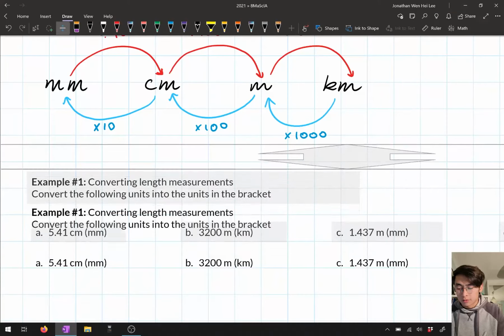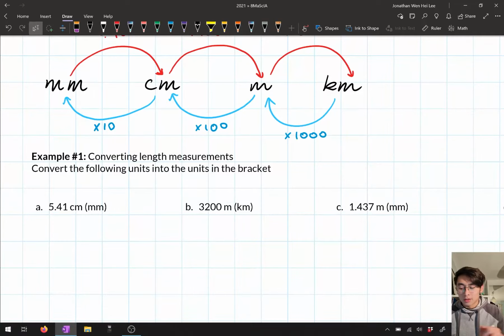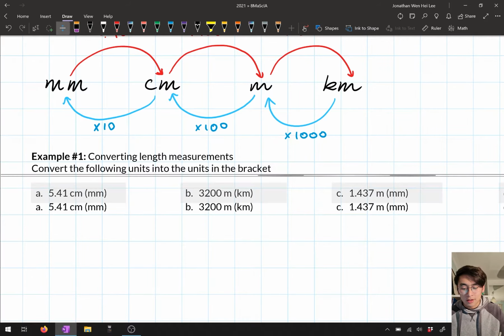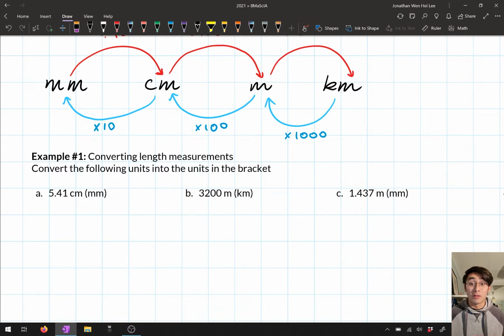Example 1, converting length measurements. Convert the following units into the units in the brackets. So here we've got 3 different measurements, and what we want to be able to do is convert our measurement in the first unit into a measurement in the second unit. So let's have a look at the first one.